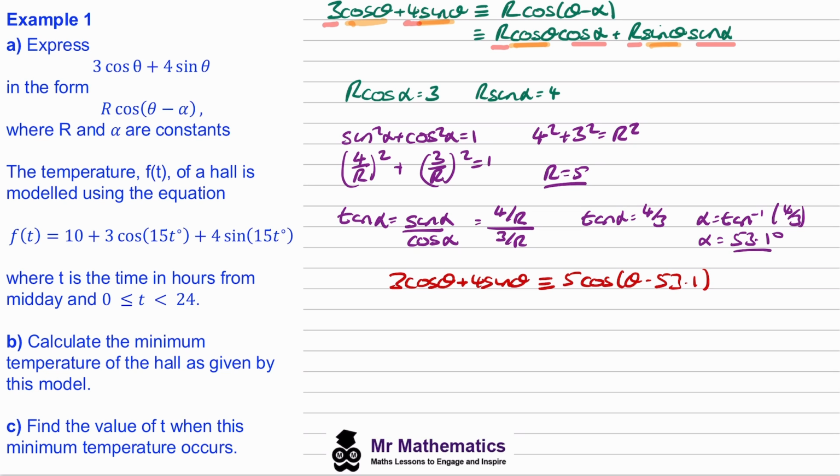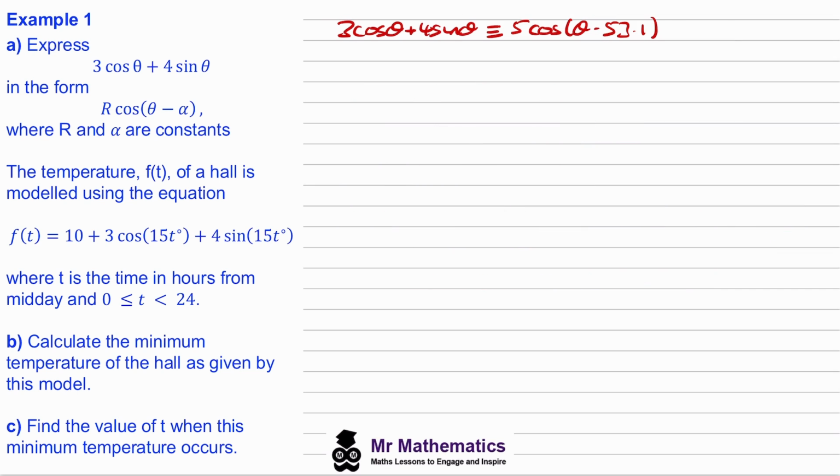Now for part B, we're told that the temperature as a function T of a hall is modelled using this equation, where t is the time in hours from midday between 0 to 24. We need to calculate the minimum temperature of a hall and then find the value of t when this minimum temperature occurs. If you notice, the 3 cos of 15t plus the 4 sine of 15t is very similar to what we have here. We just need to replace theta with 15t.